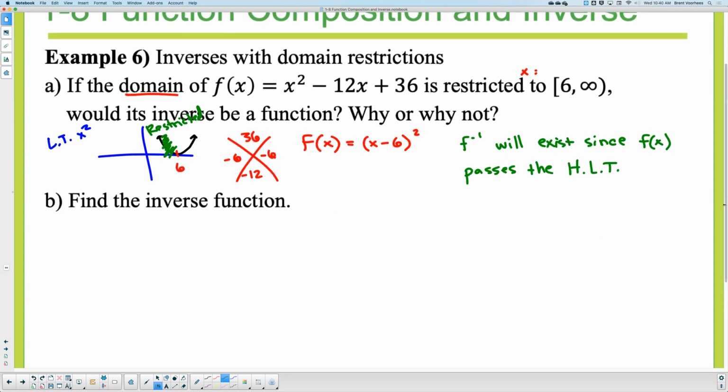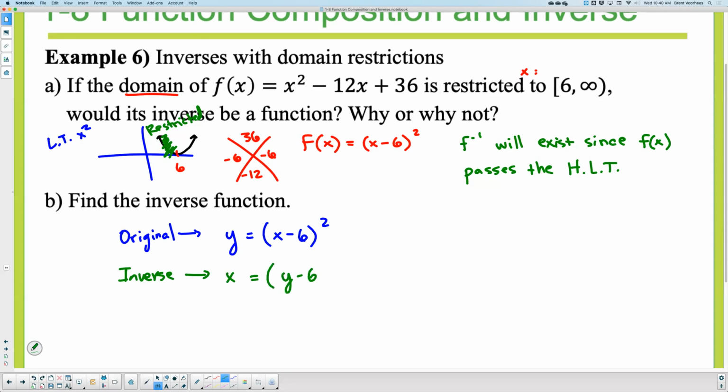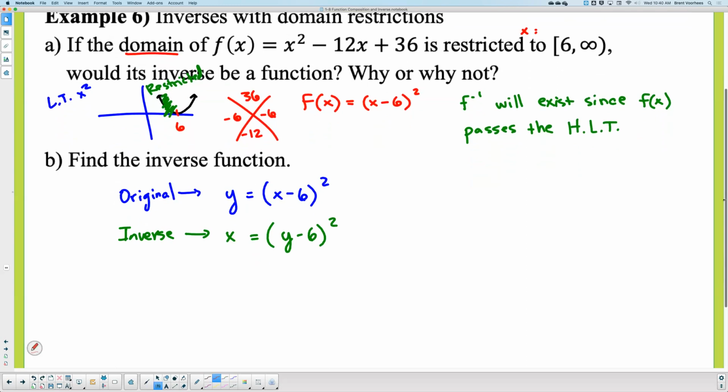Now to find the inverse function, it'll be a lot easier if I use this equation there. So the original is y equals x minus 6 squared. So the inverse would look like, how do you find an inverse? Switch the x and y. And we solve this. What's your first step? Yeah, how do you get rid of the square?